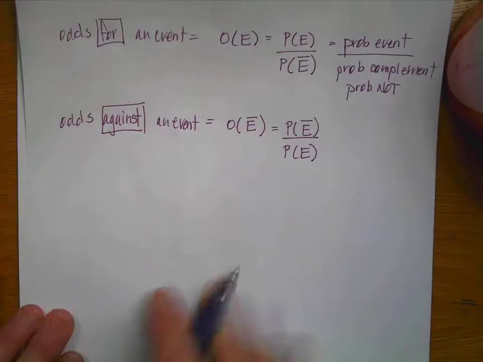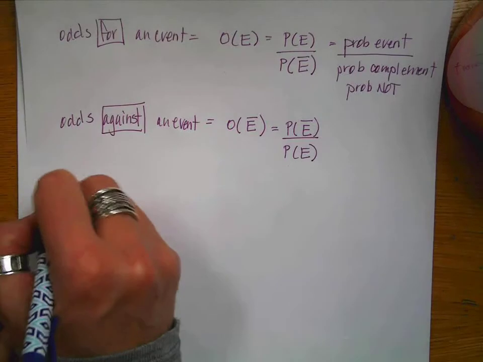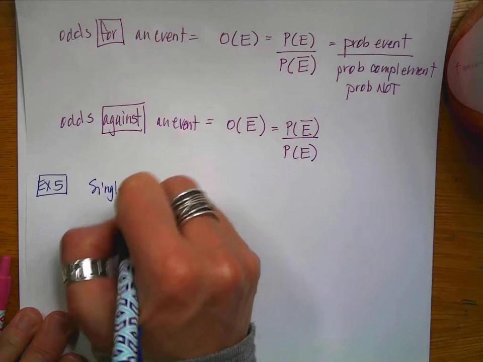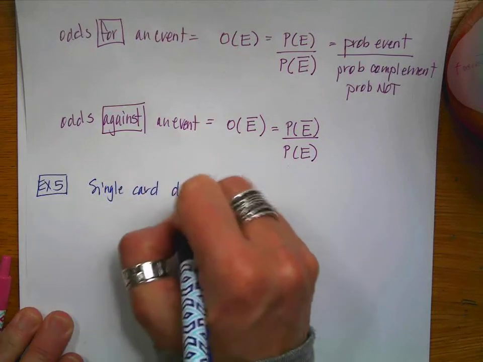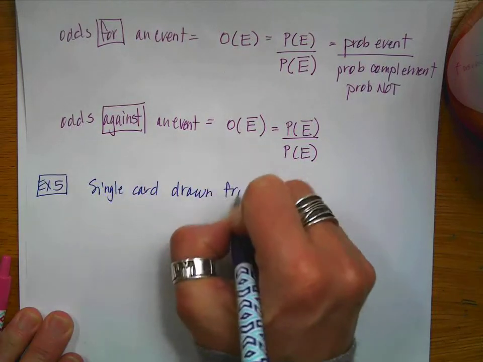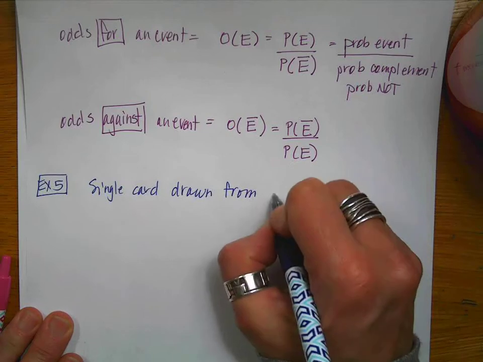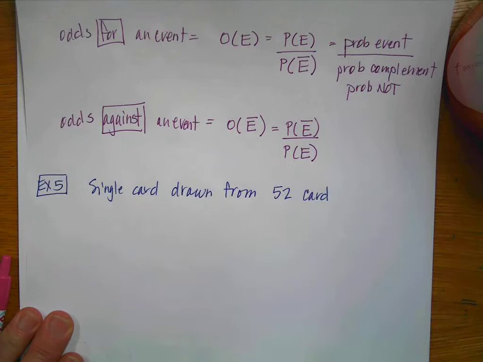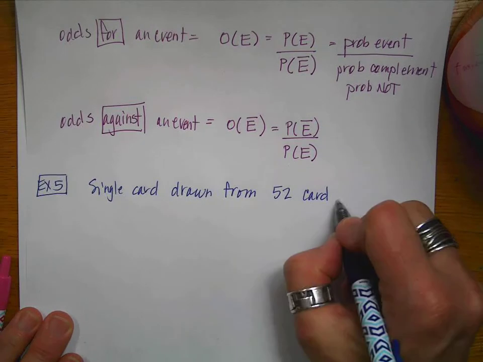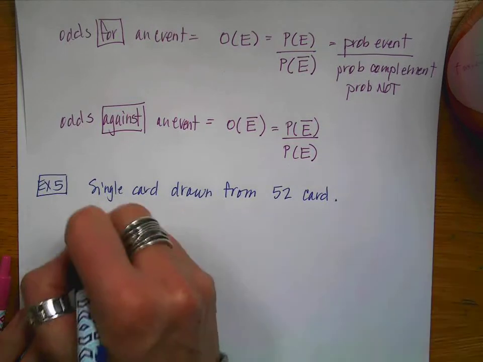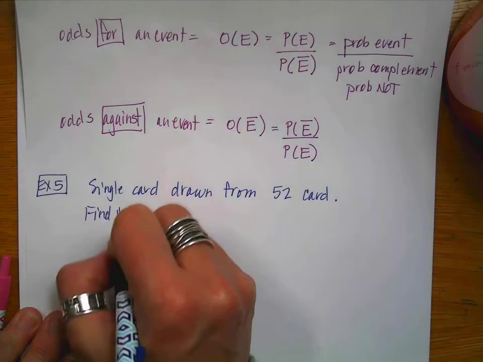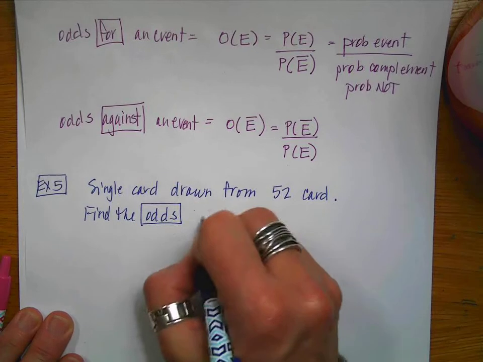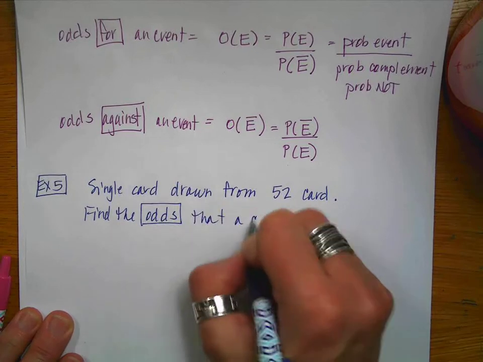All right, let's do an example with our odds. So for example number 5, we're going to have a single card, and it's going to be drawn from a deck of cards. We always assume that the cards have been shuffled, right? Not arranged in order or whatever. So we always assume that they're shuffled. And I want to find the odds. Okay, that's what we're looking for.